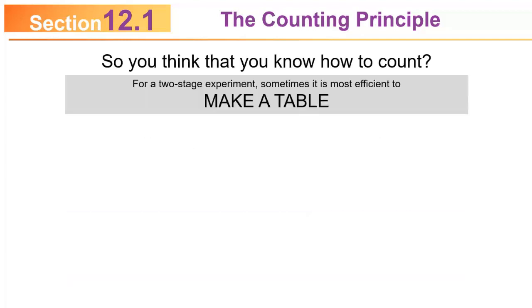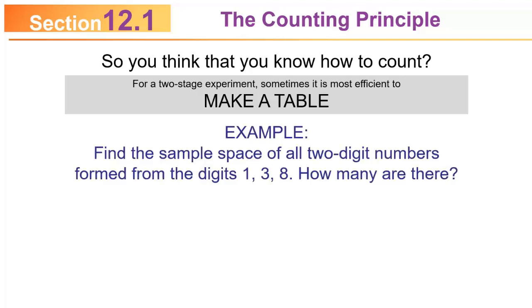For a 2-stage experiment, sometimes it is most efficient to make a table. We talked about making a list. 2-stage experiments lend themselves to tables. For example, if I ask you to find the sample space of all 2-digit numbers formed from the digits 1, 3, and 8, and ask you how many there are, a perfectly reasonable strategy would be to make a table.